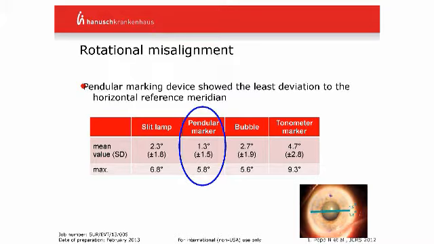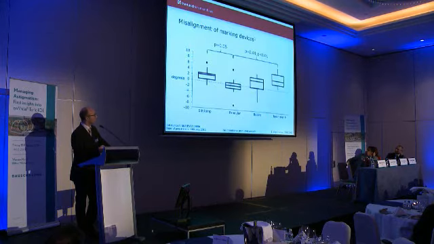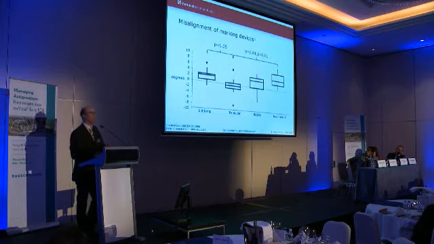Next slide, please. What you can see here is that the pendulum marker did very well. Next slide. I'll show that as box plots. Next slide, please. Here you can see the box plots for the slit lamp, pendulum, bubble, and tonometer marker. These 2 are pretty good. There is a difference between the 2, the pendulum marker doing better than the slit lamp, but the other two in our hands were worse.